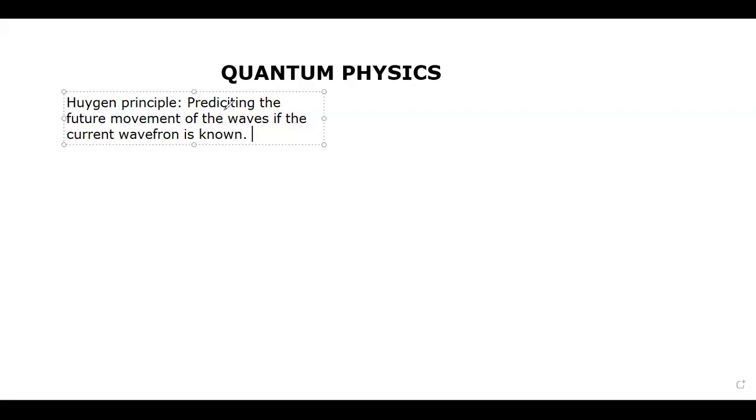Let's say this is the current wavefront that we have. On this current wavefront, what he said was that we will consider each and every point on this wavefront to be a source of new circular waves. So I will have circular waves coming from this point, and from this point. Each point on this wavefront is going to be a new source for circular waves. This is what Huygens suggested.